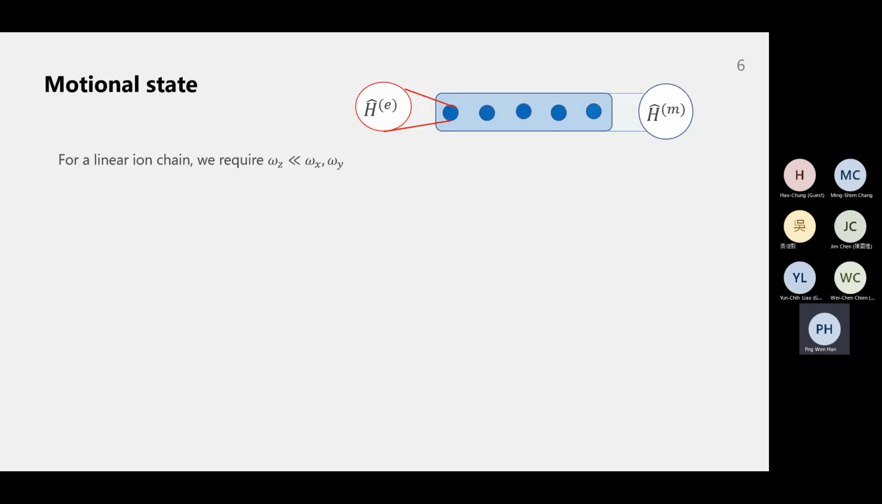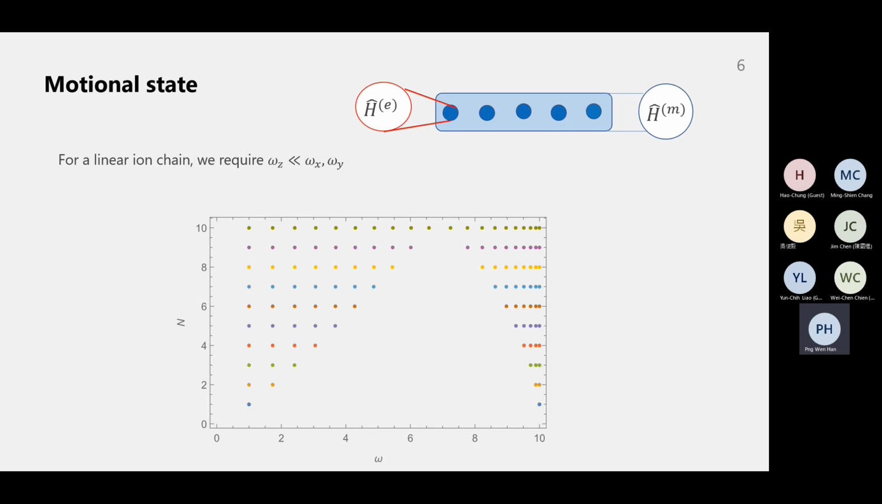So now for a linear chain of ions, normally we will have a stronger confinement along the radial directions, say the x and y directions, and weaker confinement along the longitudinal direction, say the z direction. So here is the spectrum of the modes that we can have in a linear ion chain, plotted with the number of ions against the mode frequencies.